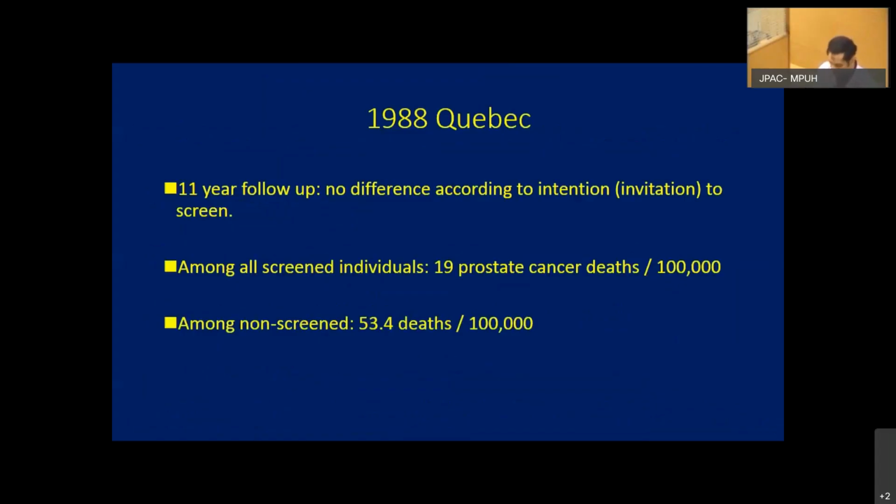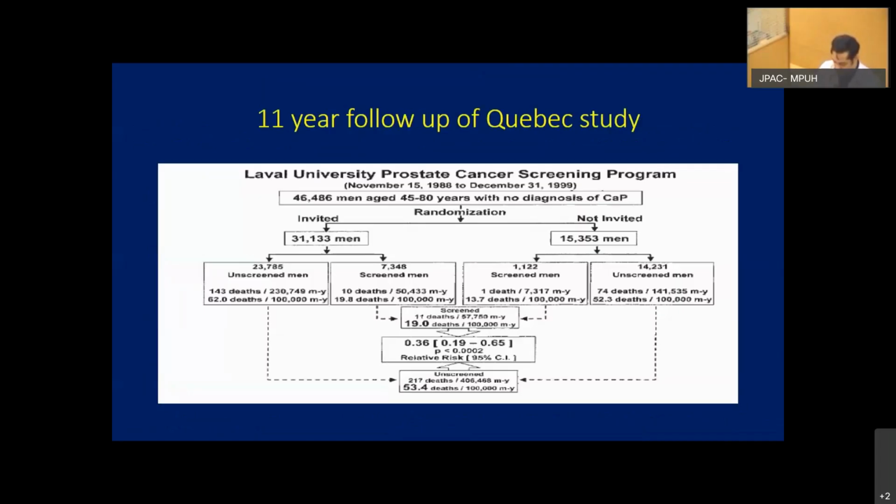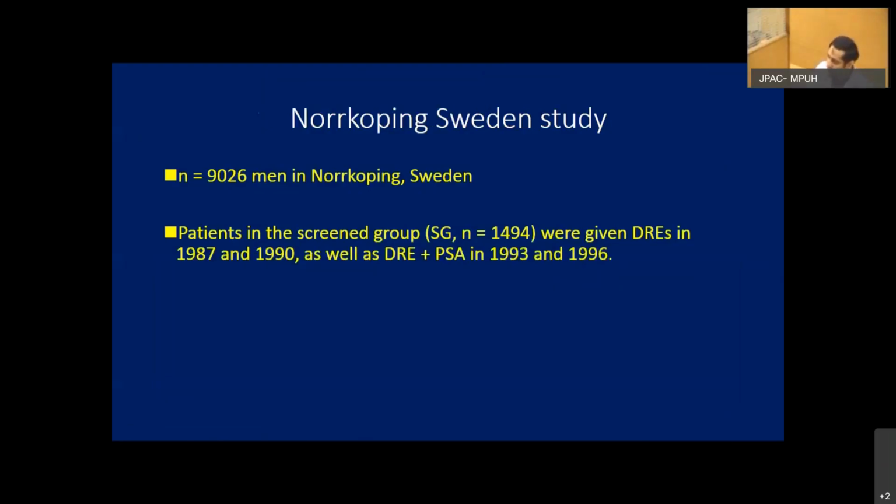Among all screened individuals, there were 19 prostate cancer deaths per million population, and among non-screened, there were 53.4 deaths per million population. So when we see the relative risk of dying from prostate cancer, it was 1.01. So according to the incidence, prostate cancer in screened people was more, but mortality was not that high. Mortality relative risk remained 1.01. So they said that you can find more prostate cancers, but the mortality will remain the same.